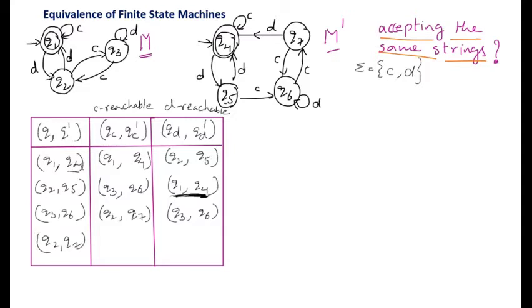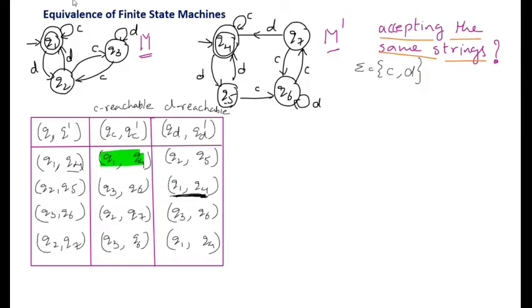Q2 on C moves to the state Q3 and Q7 on C moves to the state Q6. So the pair is Q3, Q6. Q2 on D moves to the state Q1 and Q7 on D moves to the state Q4. So the pair is Q1, Q4. There are no more new pairs in the second column and subsequent column, so we need to stop the procedure. Now we need to observe the second column and third column.